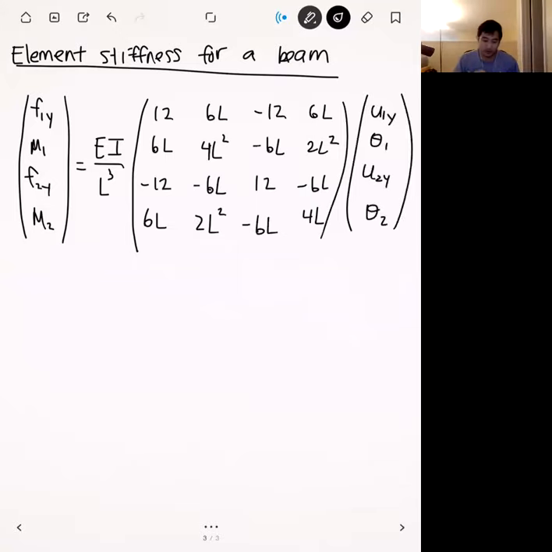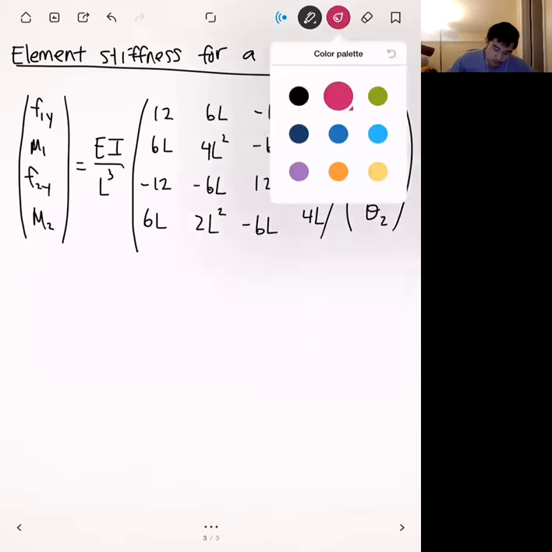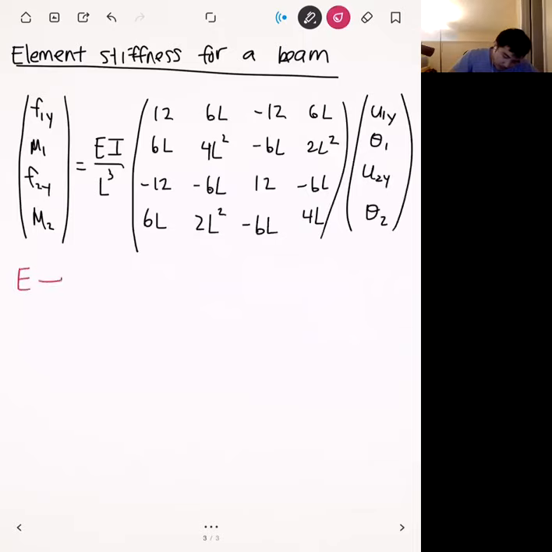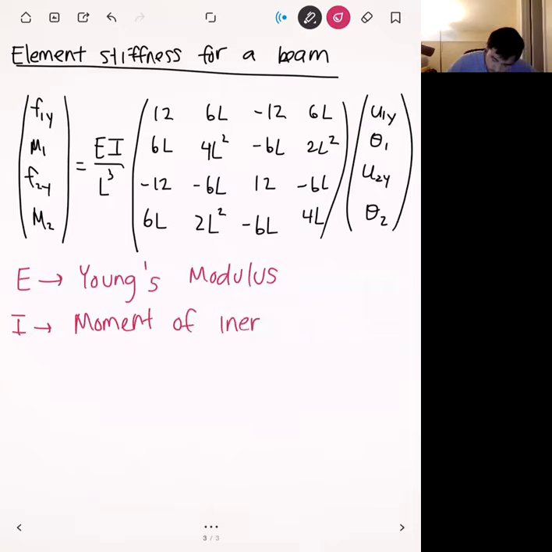So we have U1y, theta 1, U2y, theta 2. And so let's define all of these properties here. First we have E, where E here is our Young's modulus. Remember the Young's modulus is basically a description for how strong your material is, essentially. So it's kind of our property of structural strength. I here is the moment of inertia. And L, which is the last quantity that we have here, is the length of the element.